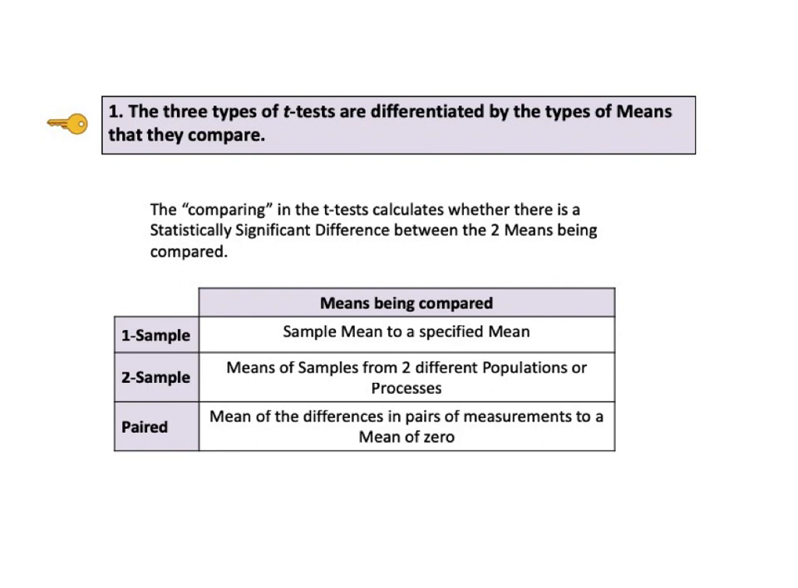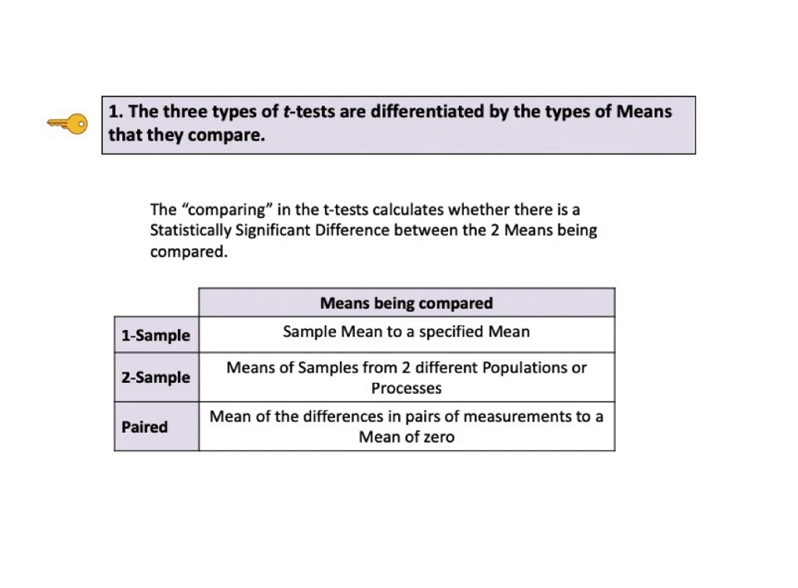First, KTU number 1 says the 3 types of t-tests are differentiated by the types of means that they compare. The comparing in the t-tests basically calculates whether there is a statistically significant difference between the 2 means. This table gives us the specifics for each of the 3 types of t-test. First, the 1-sample t-test compares the sample mean to a specified mean. The sample mean is calculated from a sample of data which we take from one population or one process.